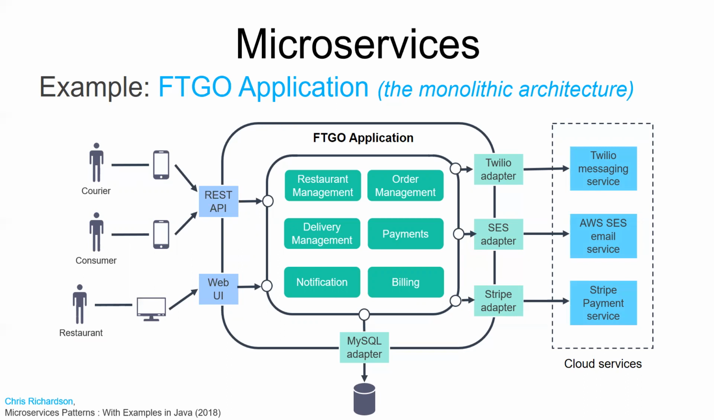As you can notice, the monolith version of the Food to Go application uses the hexagonal architecture with 6 core business logic modules and some inbound adapters, the REST API and the web UI, that handle requests by invoking the business logic. Outbound adapters like MySQL, Twilio, Stripe, or AWS SES enable the business logic to access the database or invoke the cloud services. This was the monolithic architecture of the Food to Go application, but how does the microservice architecture actually look?